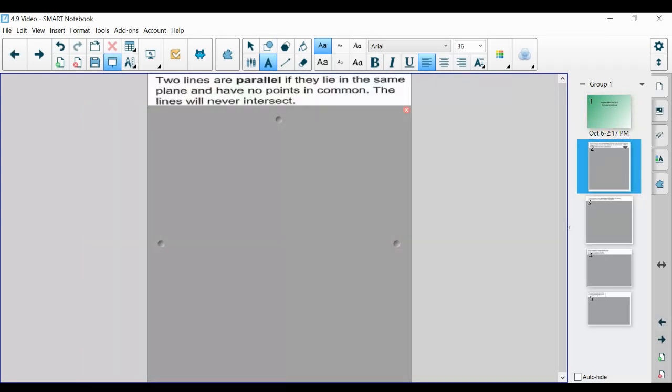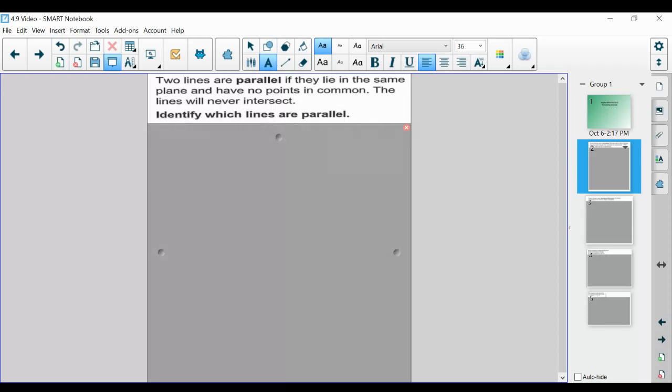So two lines are parallel if they lie in the same plane and have no points in common. The lines are never going to intersect. So if you think about train tracks, I think is the best visual for us at least. Train tracks are parallel lines, right? They never intersect, and we hope that they would never intersect or else we'd have a problem. But the train tracks, they go parallel with each other. Those two bars on the outside are never going to intersect. They keep going in the same direction, and they do not intersect.